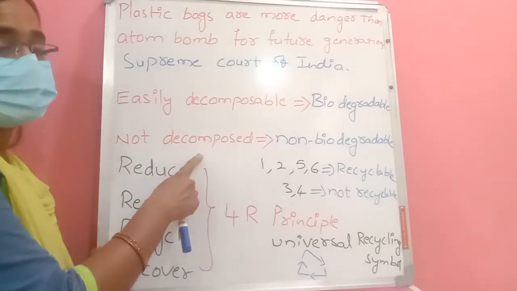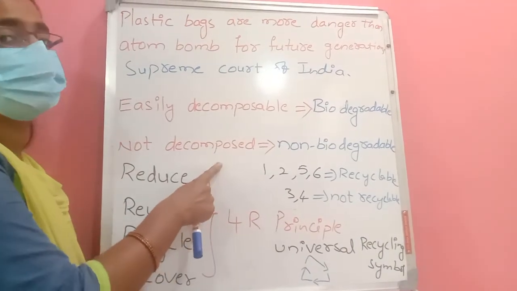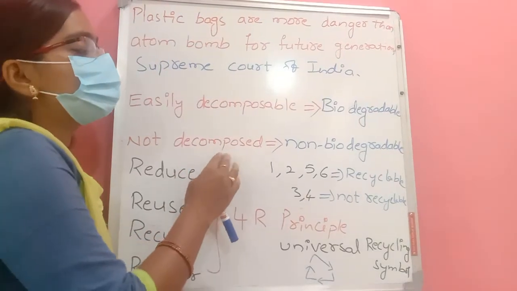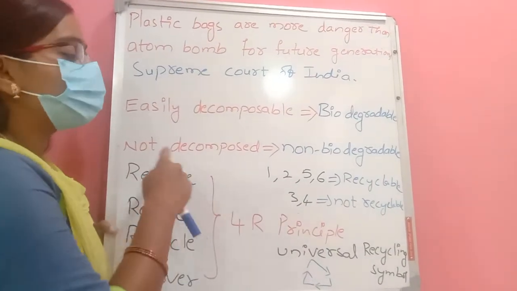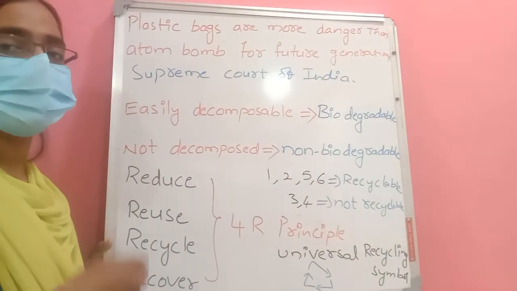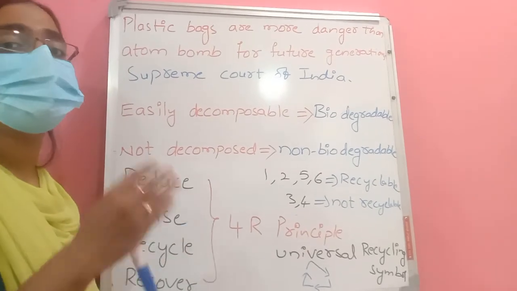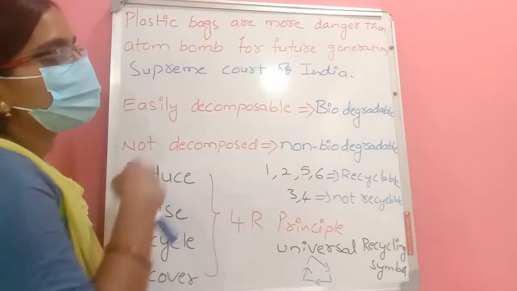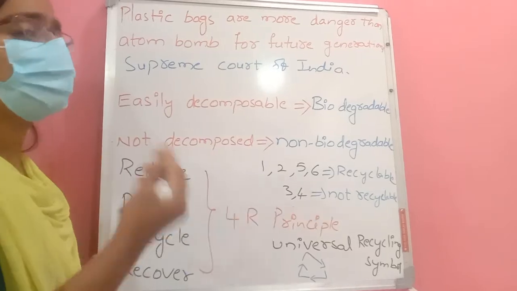But if you throw a plastic cover on the earth, after a few days, not only a few days but even a few years, it cannot decompose or mix with the earth. So those are called non-biodegradable. One plastic cover takes more than 1000 years to decompose. You can understand how dangerous those are. Those are called non-biodegradable.